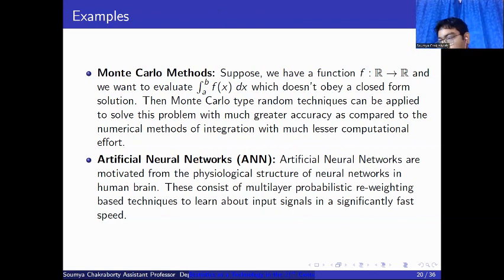People from engineering or computer science background are surely introduced to this, and I am not an expert in this field. This idea was motivated from the physiological structure of neural networks in the human brain or animal brain. These consist of multi-layer probabilistic reweighting techniques to learn about input signals.